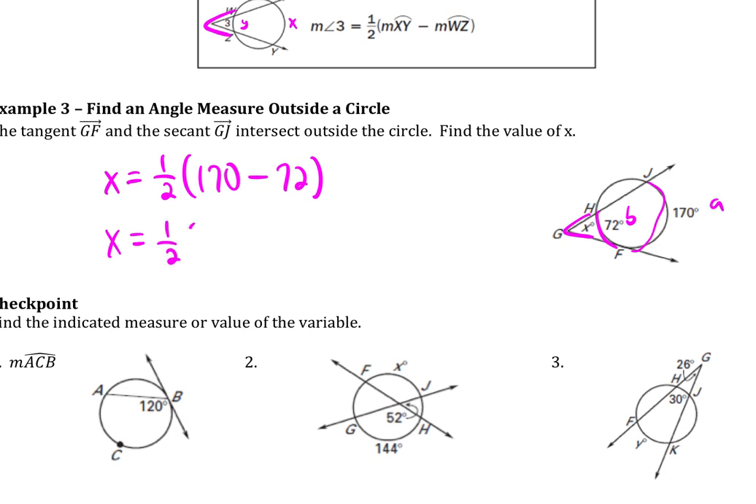So we have 1/2 of 170 minus 72, which is 1/2 of 98, and that's going to equal 49 degrees.